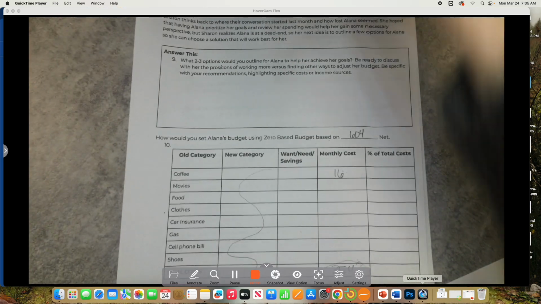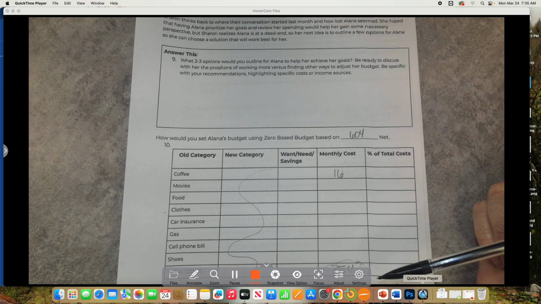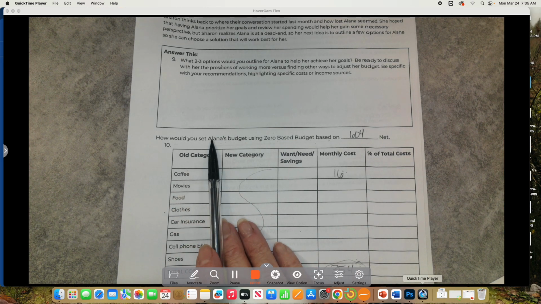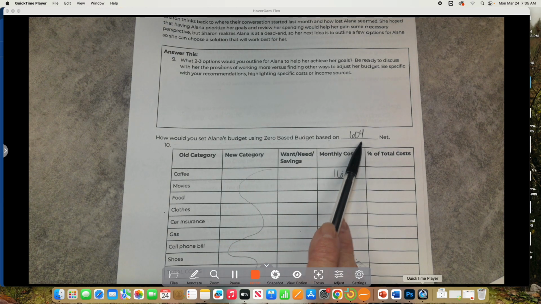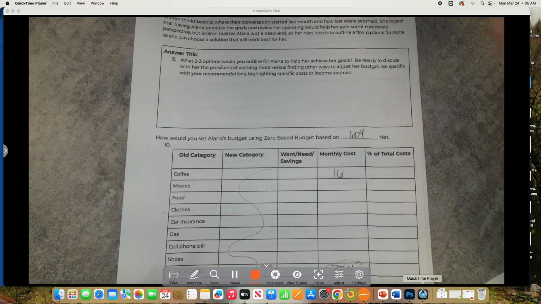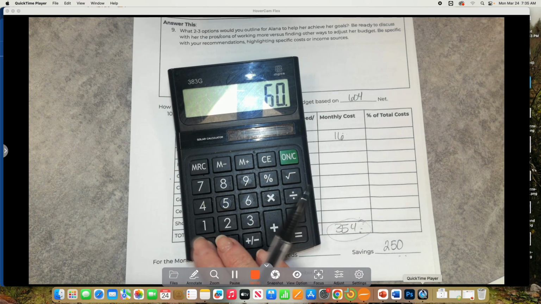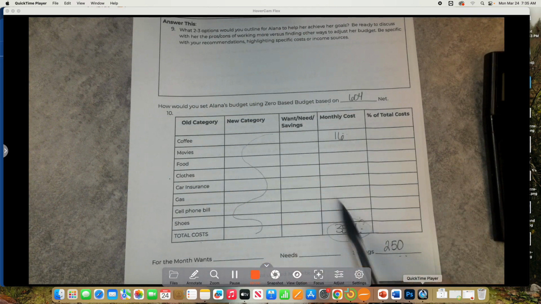On the back side, number 9 is going to be an opinion question. You just have to list 2 options. So read the information and give me an opinion. Down at number 10, how much would you set Alana's budget using zero-based budget on $604 net? So we have $604 to play around with, but we have to save $250. If we take 604 minus 250, that's going to give us 354. So that's all she has to spend for the month.